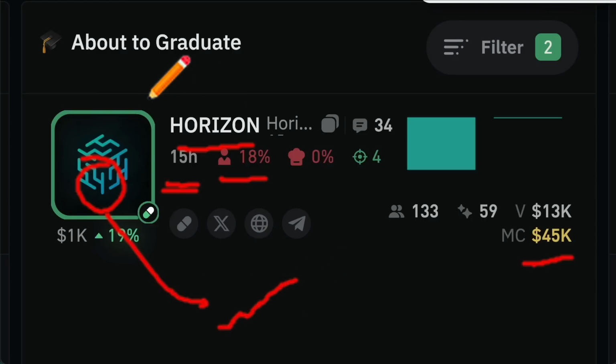So it's not going to stay here on about to graduate at 45k market cap. It's going to go much further than that. So that's why usually we put time constraints. We don't want to see anything that's older than 30 minutes or an hour languishing in these areas.